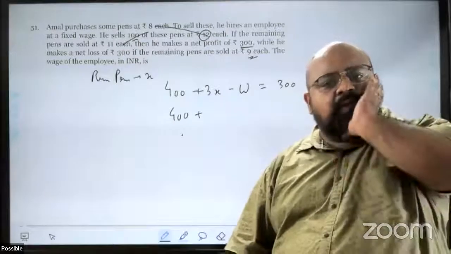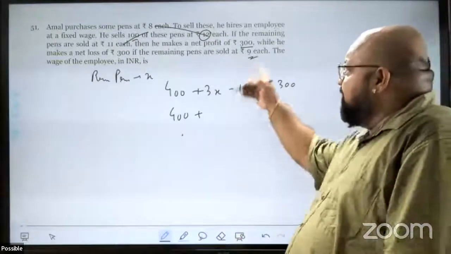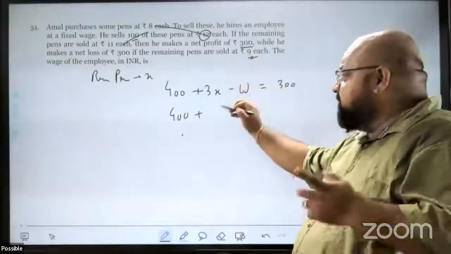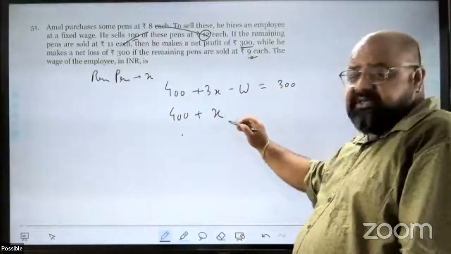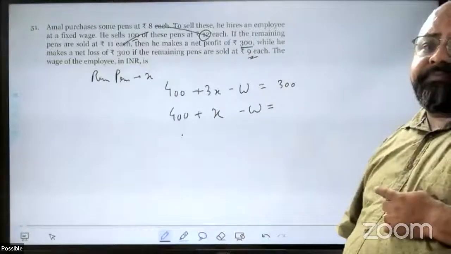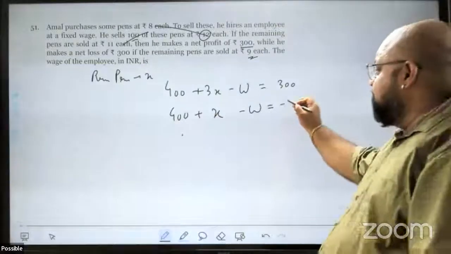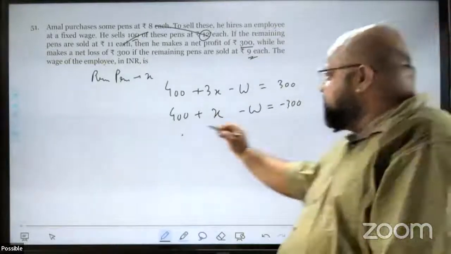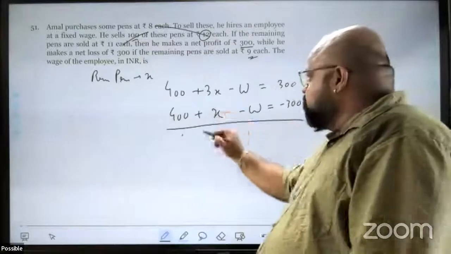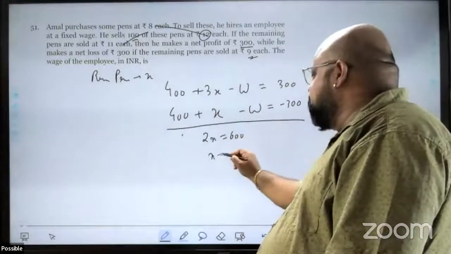So in the second case, he has a profit of rupees 1 per pen. X pens are left, so total profit becomes X. From here, if you remove the wage of the employee, the person will have a loss of 300. So this will be equal to minus 300. I subtract the two. So 2x comes out to 600, which means X is equal to 300.